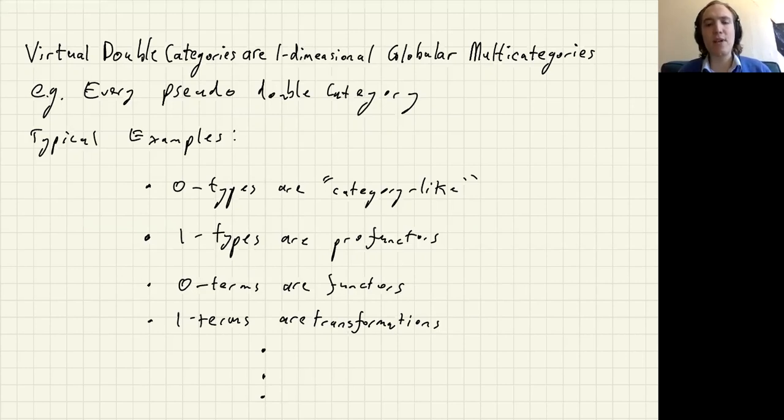And the kinds of examples of double category that I would encourage you to think of are the examples where the objects of these double categories are category-like things. So they may be ordinary categories, but they may also be some sort of enriched or internal analog. That's fine too. So those will be our zero types. Our one types will then be the correct notion of profunctor. Our zero terms will be functors, and our one terms will be transformations between those profunctors.